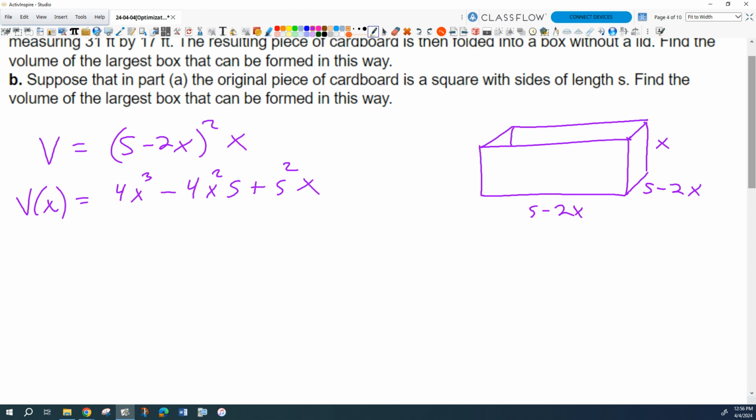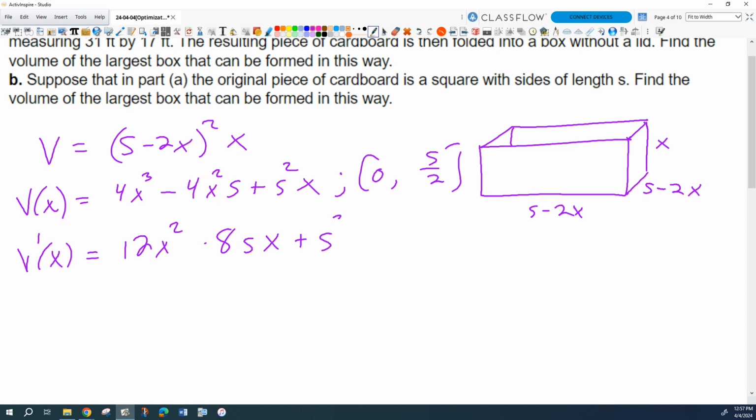And we didn't even do the domain here, but what would the values of x be? The smallest x could be is 0. The biggest x would be half of s, right? Okay. And so v prime is going to give us what? 12x squared minus 8s. I'll put the s first. x plus s squared, right?